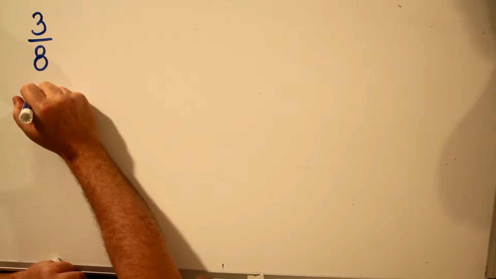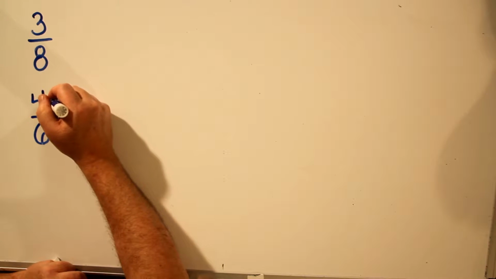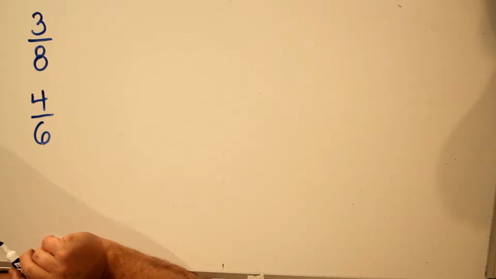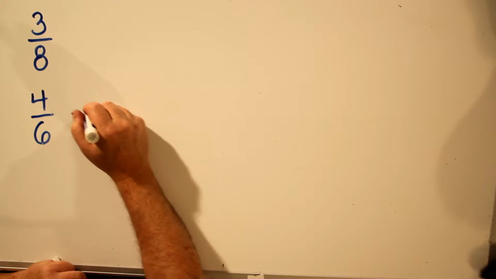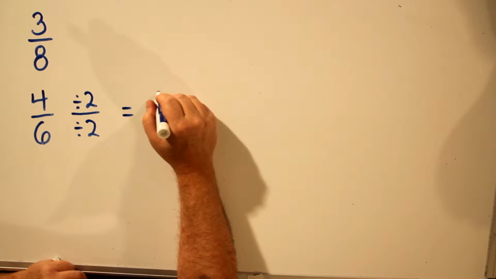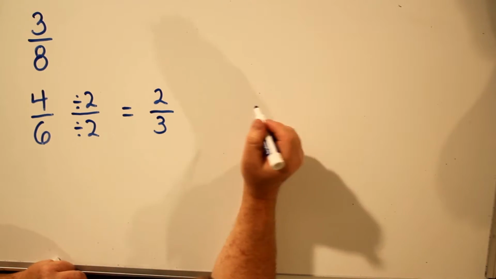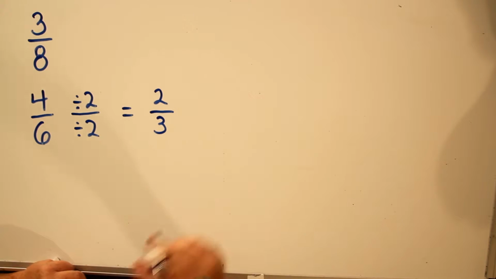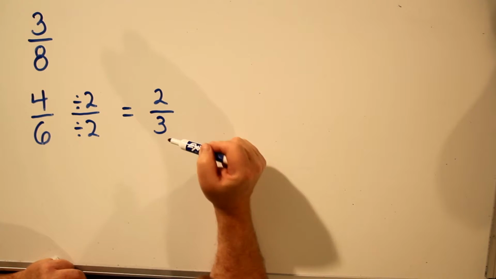If we took a fraction like 4/6, it's a proper fraction in that the top number is smaller than the bottom number, but the number 2 will divide evenly into 4 and into 6. If we divide 4 by 2, we get 2, and if we divide 6 by 2, we get 3. 2/3 is a fraction in simplest form. There's no number that will divide evenly into both 2 and 3.